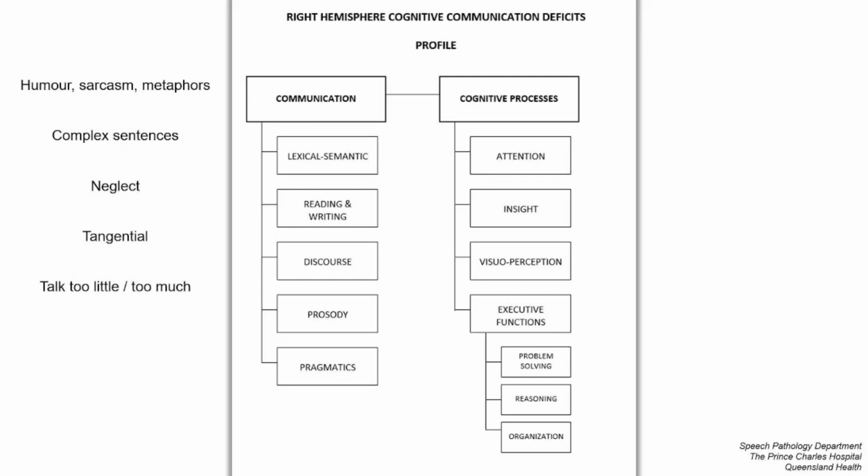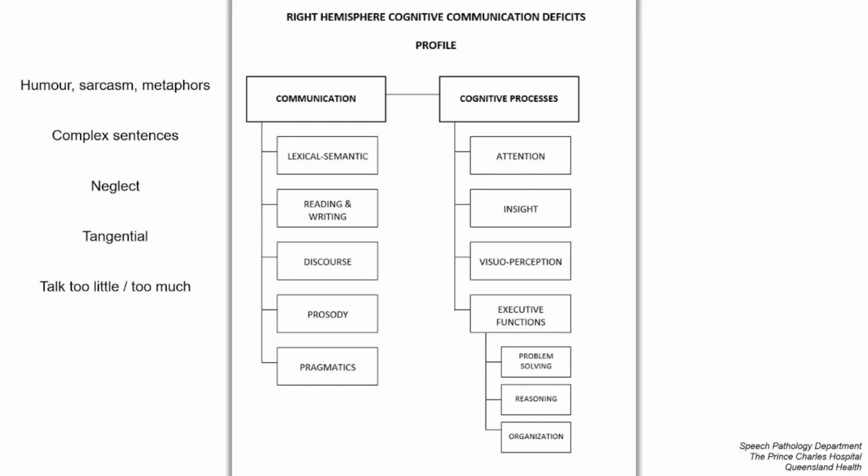People might talk too much or too little. So in any conversation, normally it's a bit of a back and forth, a shared conversation, we each take turns. If someone's having trouble with their cognition and communication after stroke, this can be hard to do. So you may not be able to get a word in edgeways, or you might have to do a lot of prompting to try and get them to engage in the conversation.